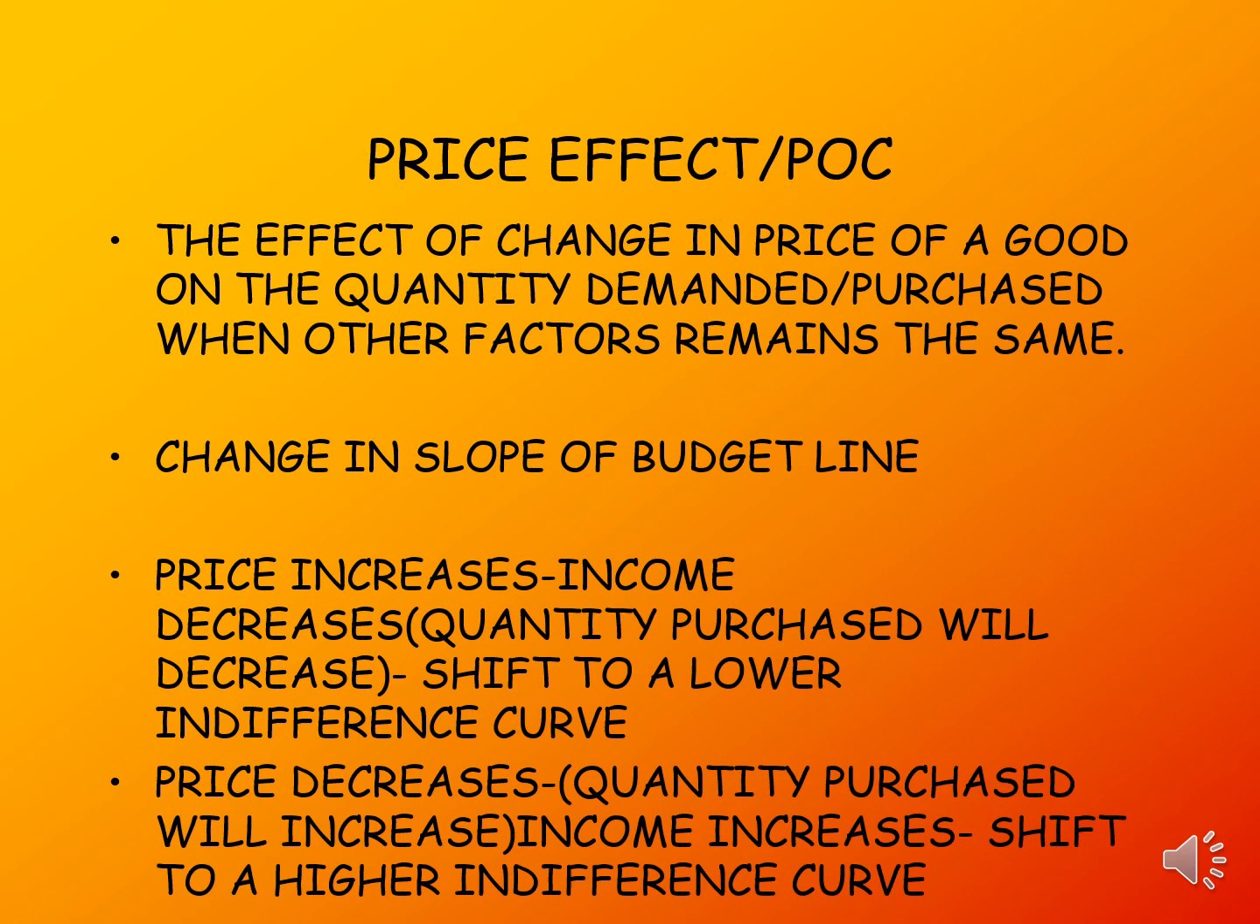In case of income effect, the budget line was shifting upward and downward, but the slope remained the same. But in case of a price effect, it causes a change in slope of the budget line. And when price increases, the real income decreases. That is, quantity purchased will decrease, which will lead to a shift to a lower indifference curve. That is, the slope of the budget line will change and the indifference curve will be shifted towards a lower indifference curve.